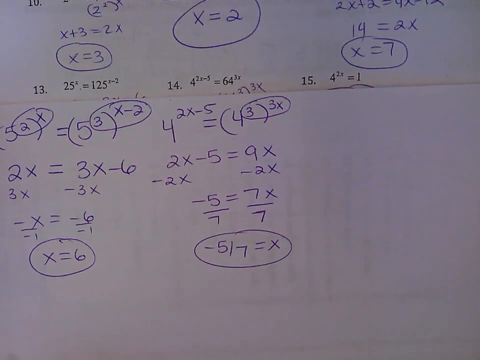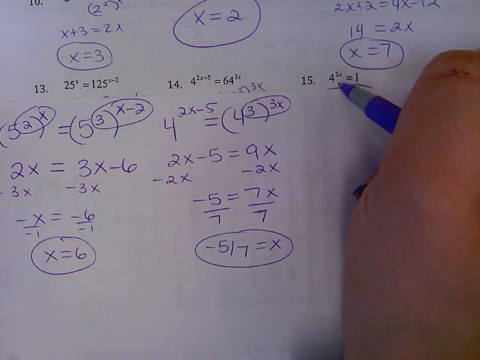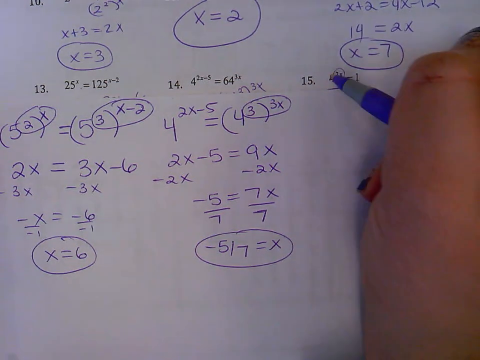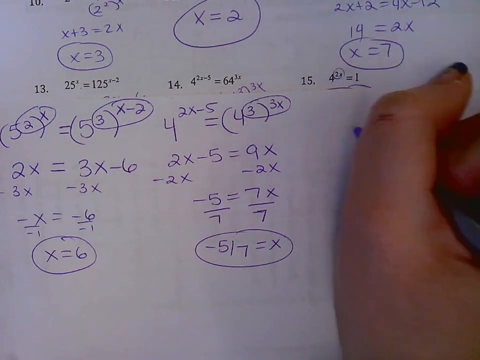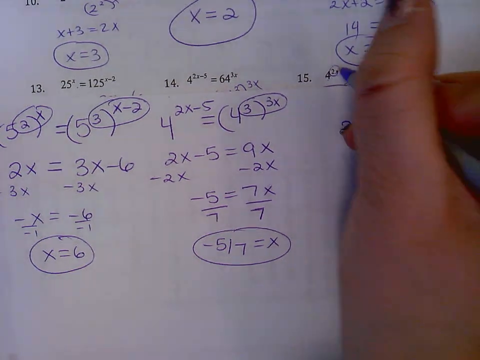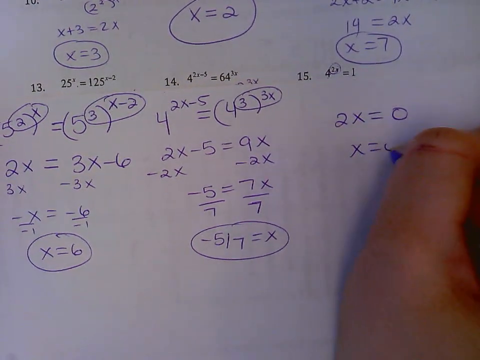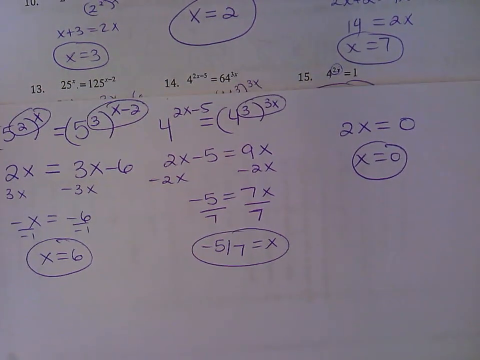Number 15 is a little bit different. Remember, anything to what power will always give you 1. It's anything to the 0 power. So what will make this exponent of 2x equal 0? It has to be when x itself is 0. So the answer would be 0.